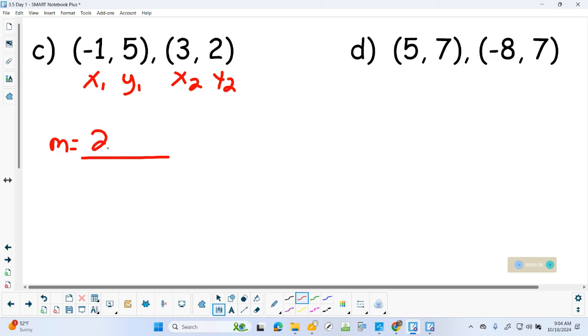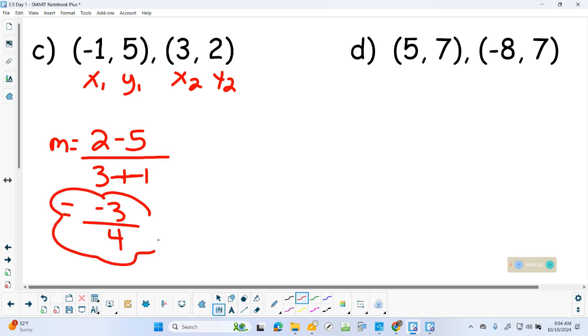y2 minus y1, so 2 minus 5 gives you the rise. And then we do the x's. x2 minus x1. So let's do the top first. A little mental math here today. What's 2 minus 5? Negative 3. And the bottom, 3 plus 1. And I'm just going to do a quick check. Obviously, does 3 over 4 reduce? No. Circle it up, right?